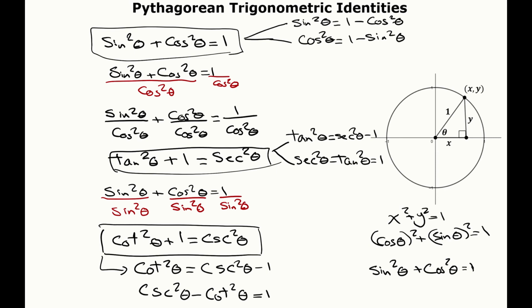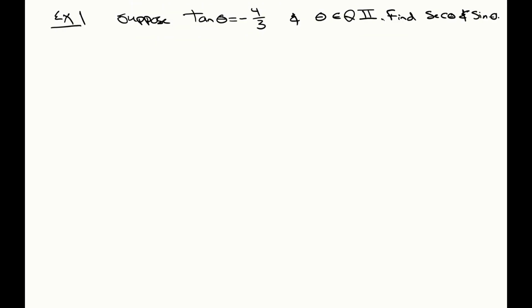Okay, we're ready to go ahead and apply some of these fundamental properties that we learned today, fundamental trig identities. And here's an example that you may encounter. Here we're given that the tangent of a given angle is -4/3, and we're also told that this angle belongs to quadrant 2. Of course, we mean that's where the terminal side is, and we're asked to find the secant of the angle and the sine of the angle.